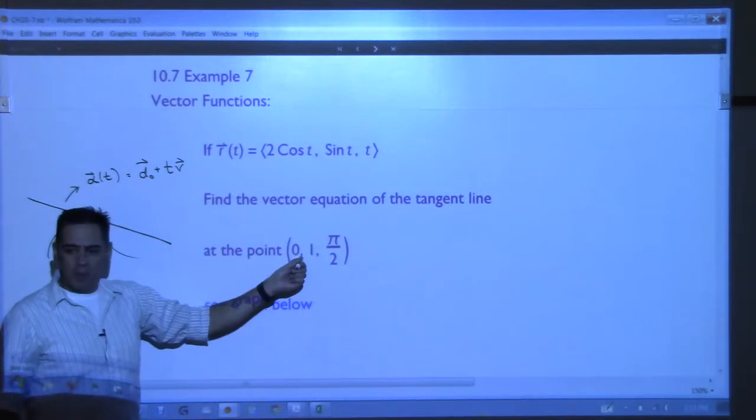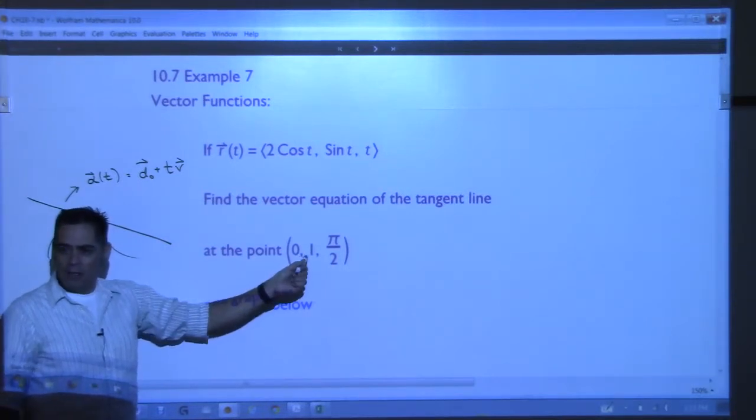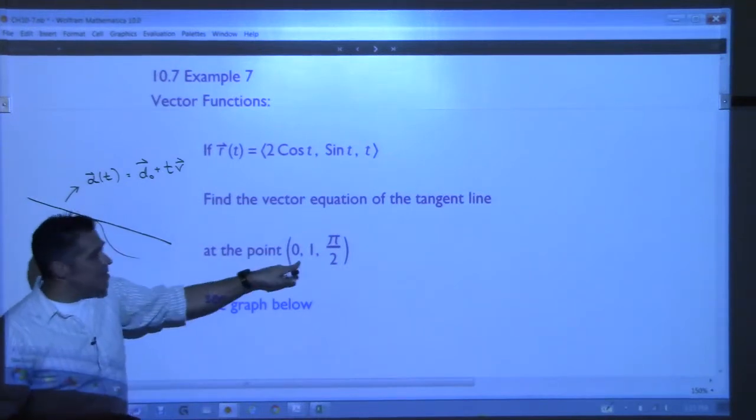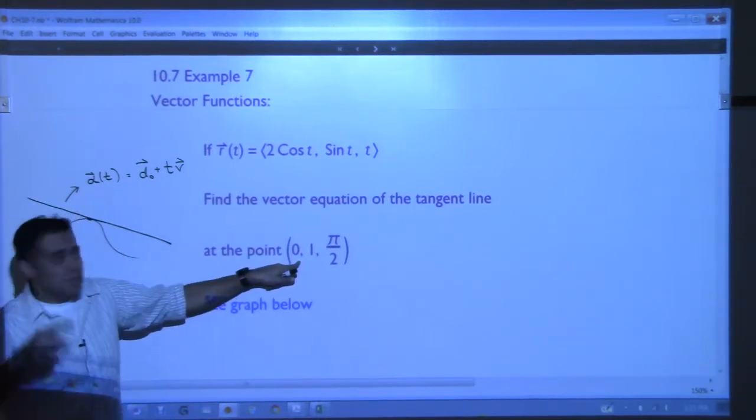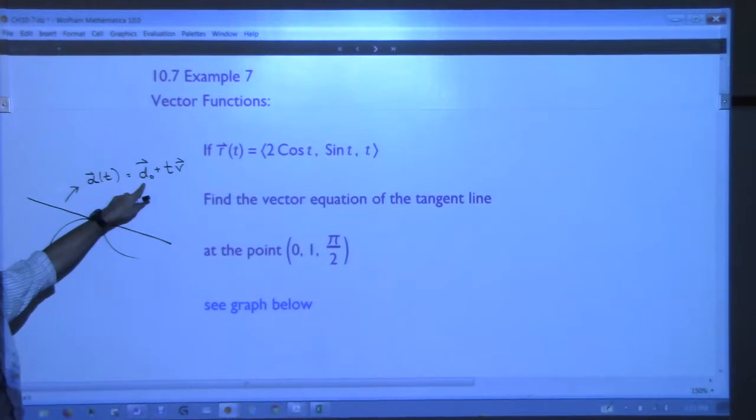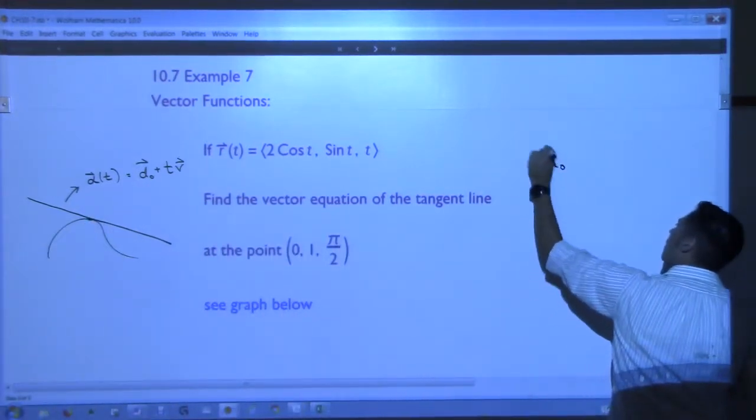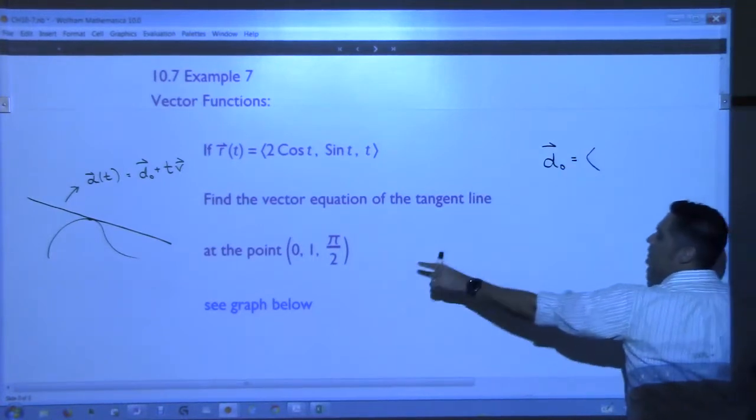Yeah, this point is where we're going to be on the curve, right? So we want to go to that point on the curve and then draw the tangent line. So that point needs to be on our tangent line, so we may as well use that as our d naught. Okay, so I'll put that over here. D naught is that point converted to a vector.